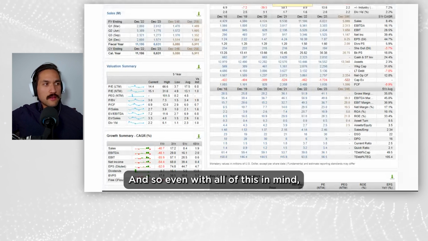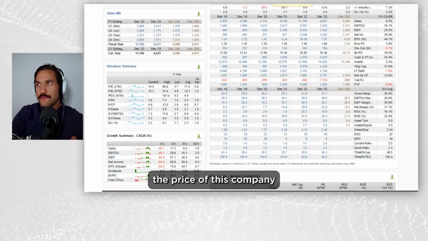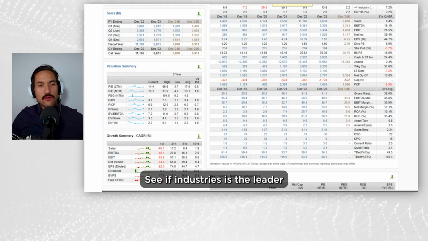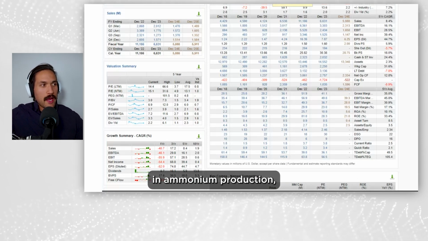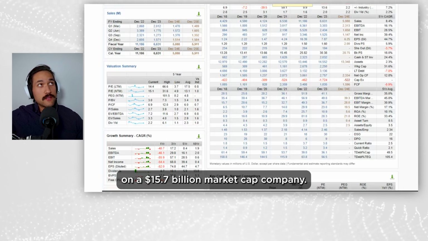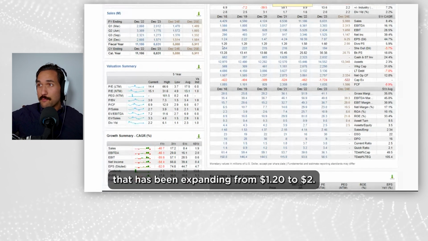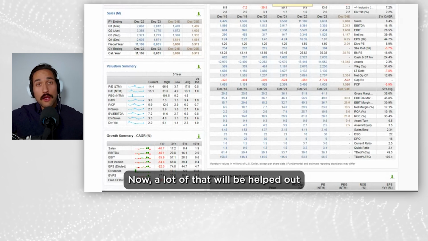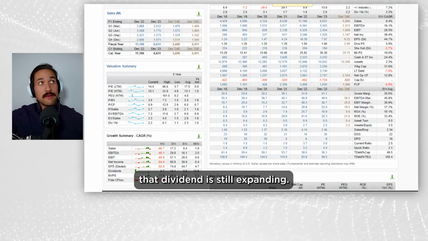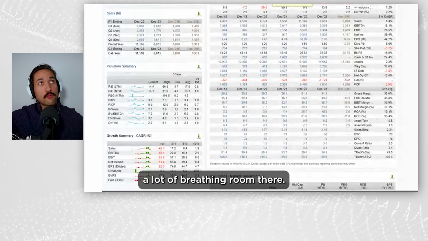And so even with all of this in mind, it's important to note that the price of this company is essentially going where the market for fertilizer has gone, right? CF Industries is the leader in ammonia production, and it's a solid company. It's financially healthy. Again, it only has 3.2 billion in debt on a $15.7 billion market cap company. There's not a lot of short interest out there. It pays a solid dividend that has been expanding from $1.20 to $2. Now, a lot of that will be helped out by the share buyback, but the math tells me that the dividend is still expanding. The payout ratio is also only about 20%, and so they have a lot of breathing room there.